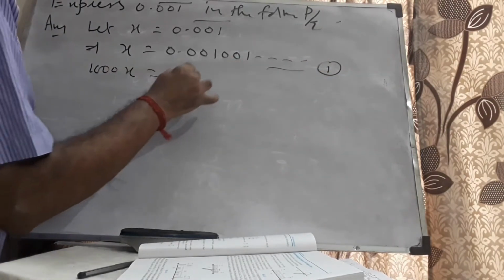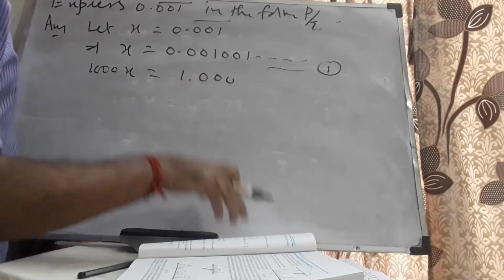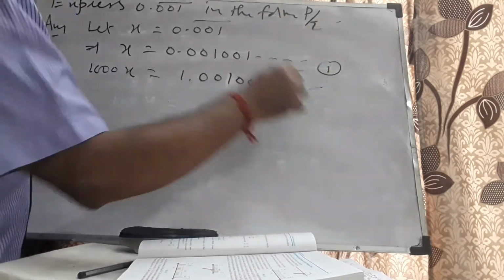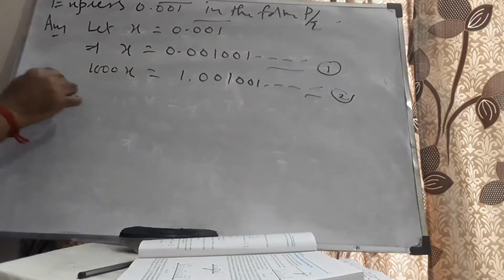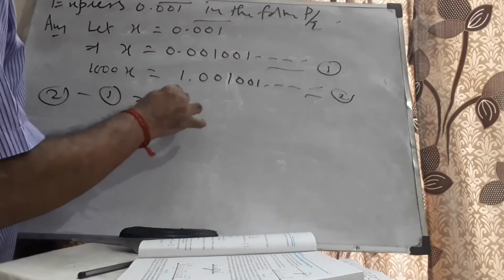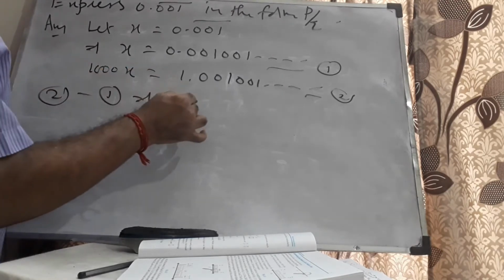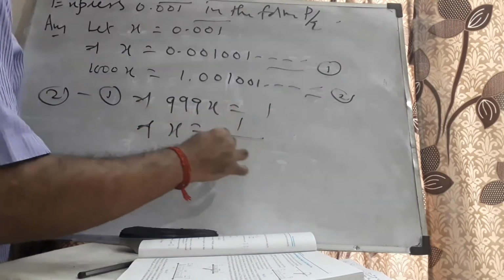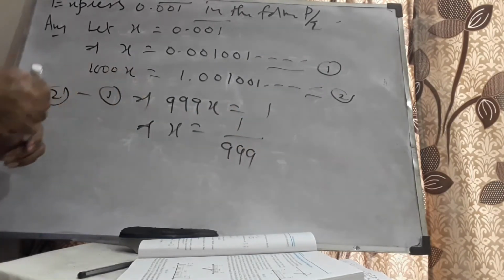Here I mean to say 1.001001 and so on. It goes up further. Subtract equation 1 from 2, sorry, equation 1 from equation 2. 999x is equal to 1. Therefore, x becomes 1 upon 999.